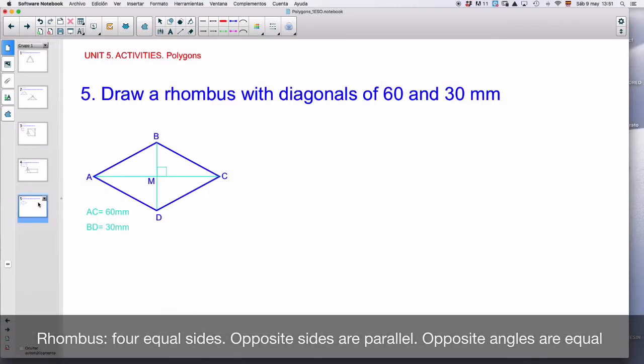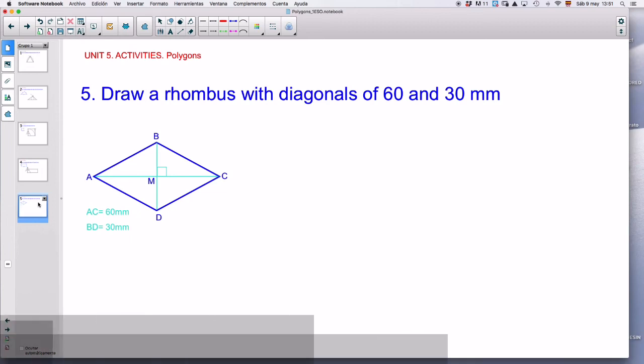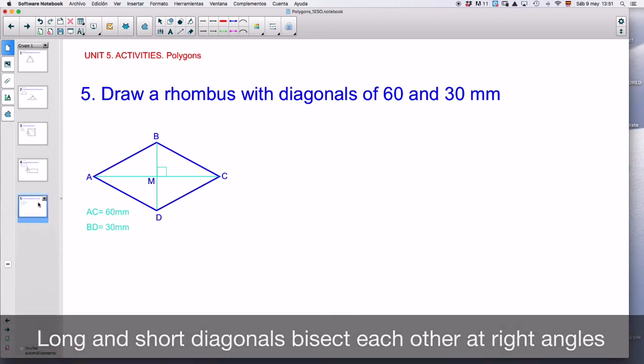Activity 5. Draw a rhombus with diagonals of 60 and 30 millimeters. A rhombus is a quadrilateral parallelogram that has four equal sides. Opposite angles are equal and opposite sides are parallel. It has two diagonals, a short one and a long one. They intersect in the middle of the polygon, making 4 angles of 90.